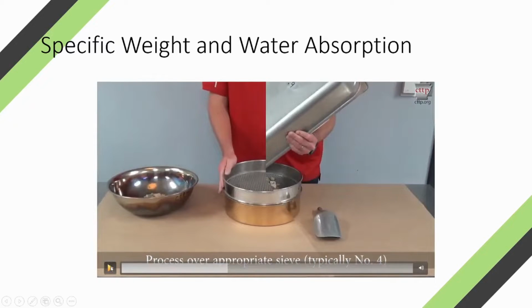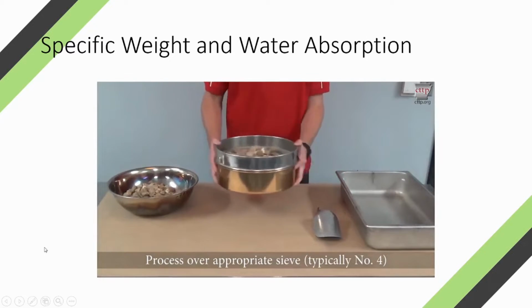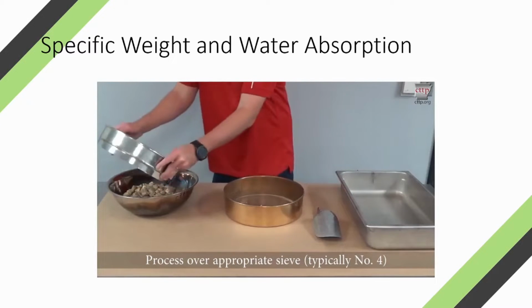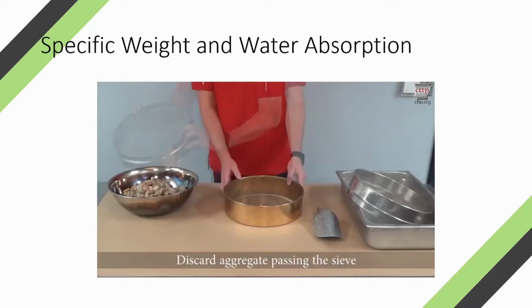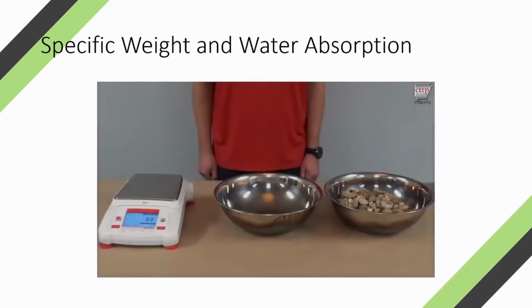So, yung test na ito is, ito pa lang yung preparation for the test. So, kailangan i-sieve sa number 4 sieve kasi yung magpapass through sa number 4 sieve is fine aggregate na. And yung test na ito is for specific weight and water absorption ng ating coarse aggregate. So, dapat yung hindi magpapass sa number 4 sieve yung kailangan natin na sample. So, ayan. Discard any aggregate passing the sieve. So, yan yung mga fine aggregates na kasi.